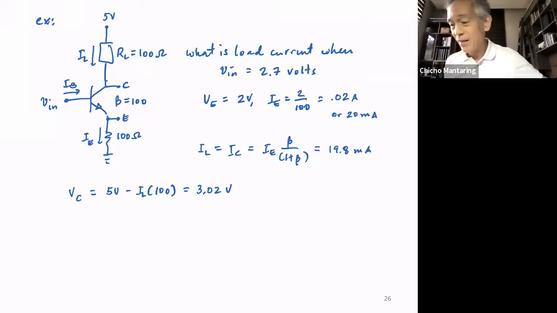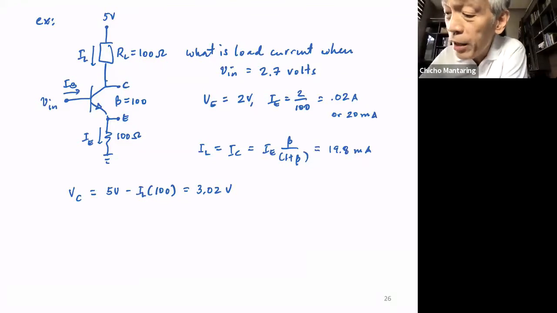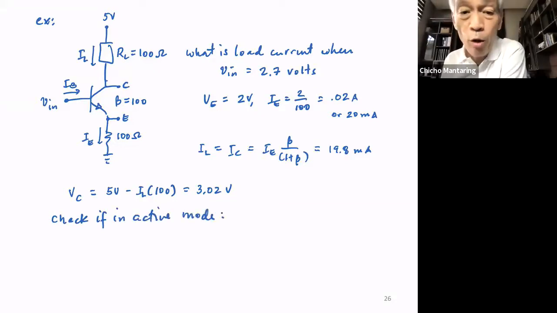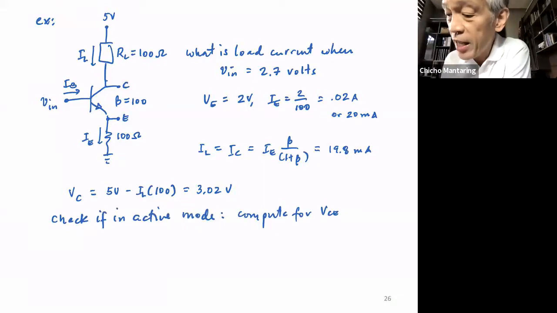Yeah, I should have trusted my arithmetic. Okay, how do I know that this is in active mode? So you have to check. And how do I do that? I compute for VCE. What is VCE? VCE is equal to VC minus VE.